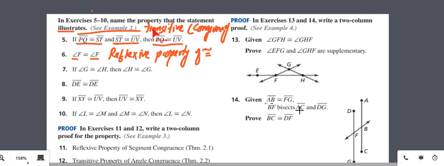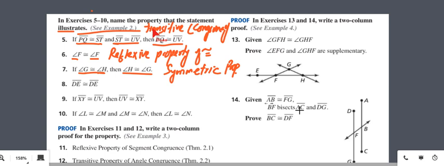Congruency. Okay. In question number 7, you said if angle G is congruent to angle H, then angle H is congruent to angle G. Which property is this? This is the symmetric property of congruency, okay? Is it clear? Yes. Okay.